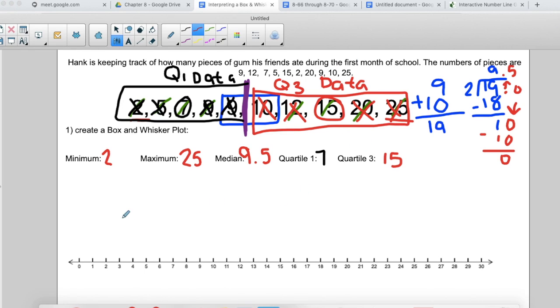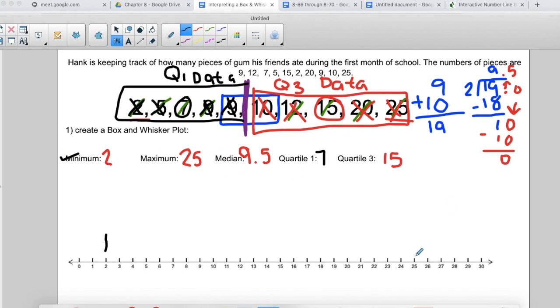Now, all that is left is to create our box and whisker plot. The easiest ones to do are the minimum and the maximum. So I'm going to put a line right above the minimum on a number line. Okay, so I have my minimum graphed.